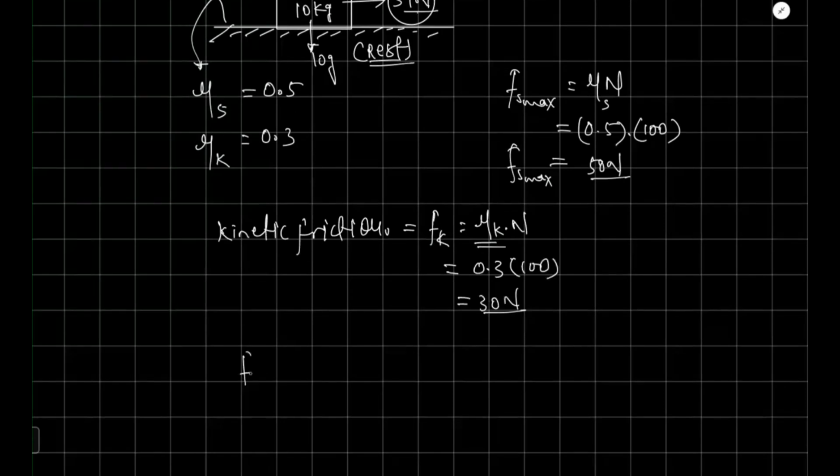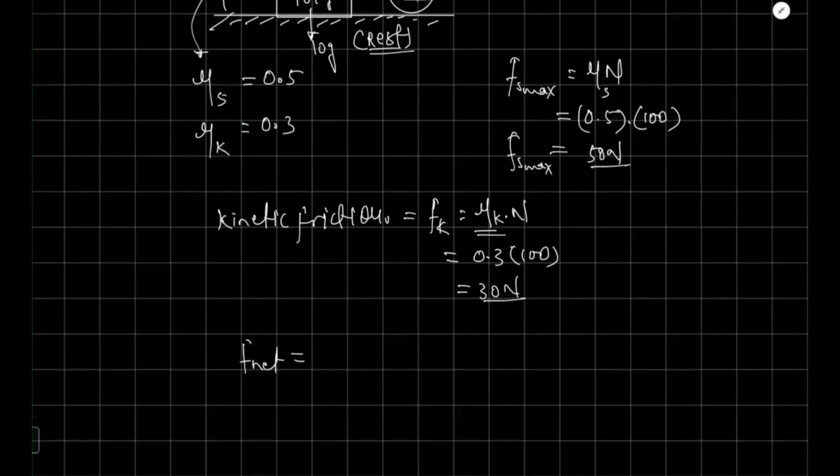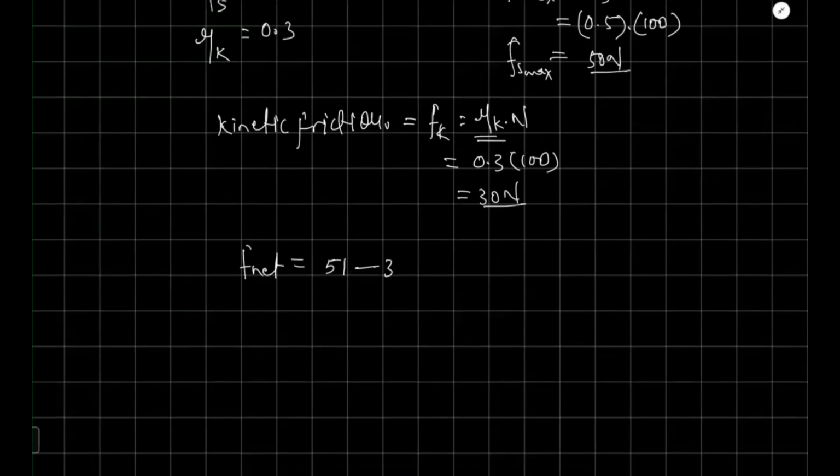Now we know F net. What is the net force acting on our block? 51 minus 30, that is m into a, which is nothing but 10 into a. So you'll get 21 by 10 is equal to a meter per second square, or 2.1 meter per second square.